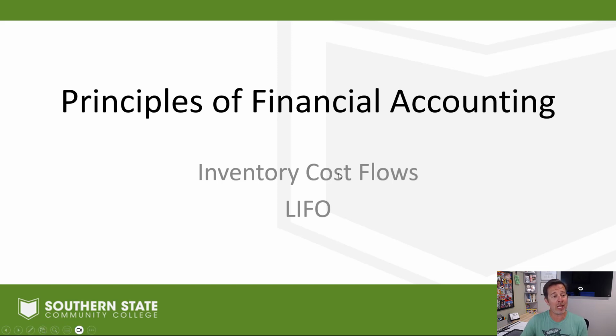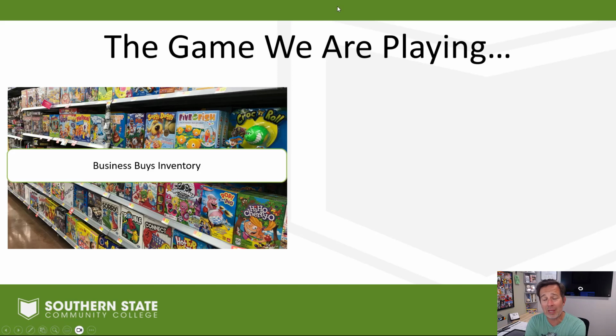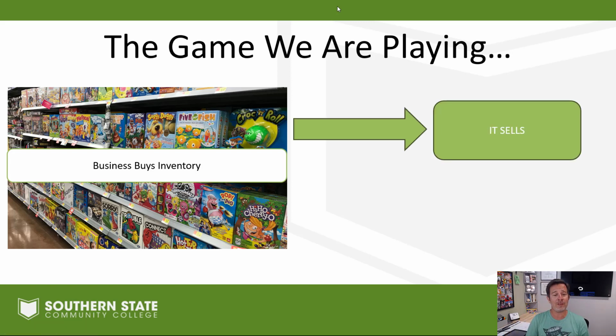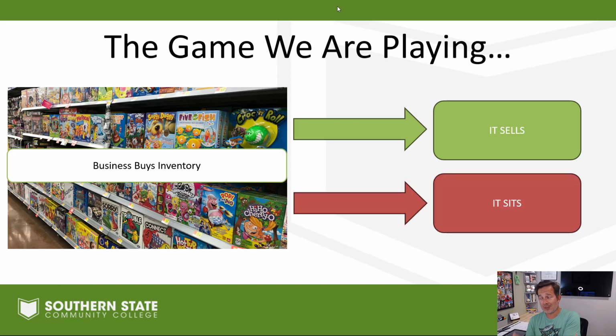If you remember back to our last video, we talked about the game we're playing. The business is buying inventory, they're putting it on the shelf, and then at that point the inventory can either sell or it can sit. If we sell, it's considered cost of goods sold, and that inventory becomes an expense. If it sits, well, it stays in inventory, and it gets counted in ending inventory.